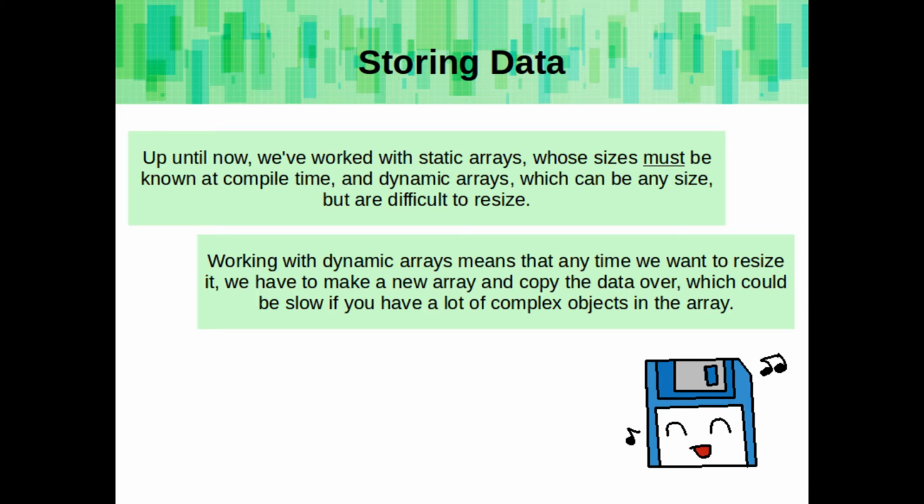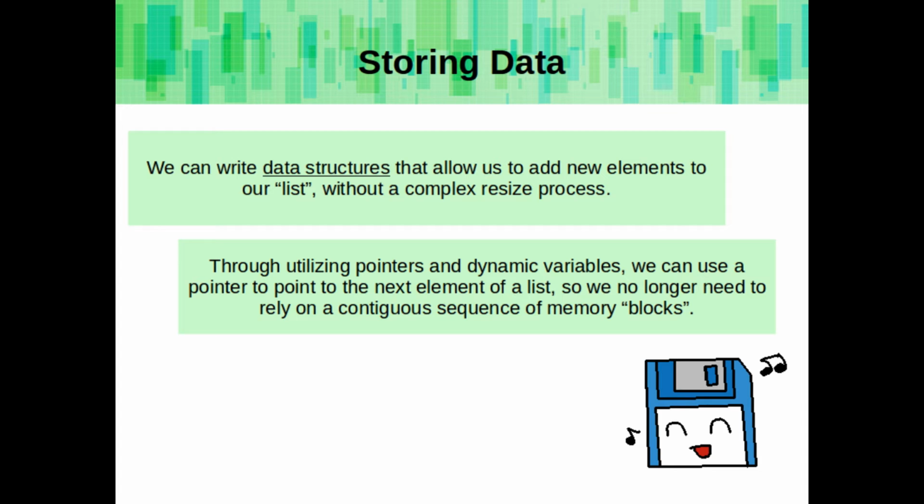Working with dynamic arrays means that anytime we want to resize it, we have to make a new array and copy the data over. That could be slow if you have a lot of complex objects in your array. We can write data structures that allow us to add new elements to our list without a complex resize process. Through utilizing pointers and dynamic variables, we can use a pointer to point to the next element of a list, so that we no longer need to rely on a contiguous sequence of memory blocks.